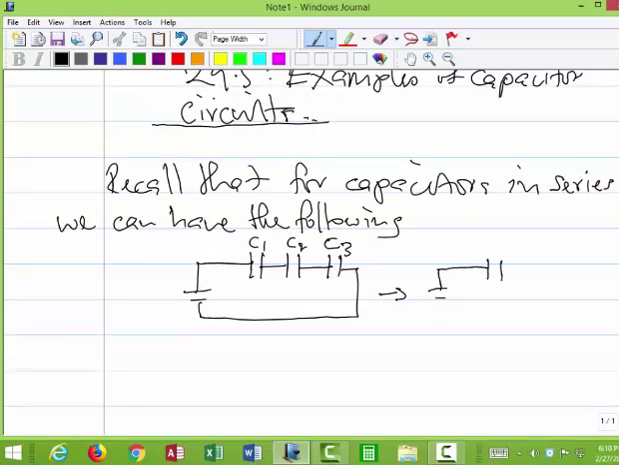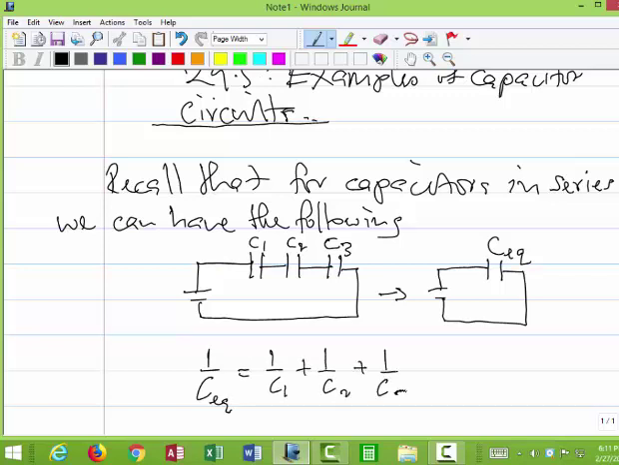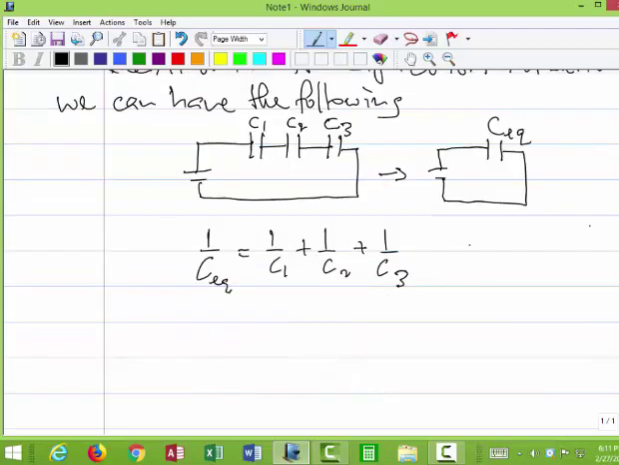So you have effective capacitance, C effective, or I think in your text they call it equivalent capacitance. So for C equivalent, let me do 1 over C equivalent, which is equal to 1 over C1 plus 1 over C2 plus 1 over C3. Capacitors in series add up this way. So this is for series.